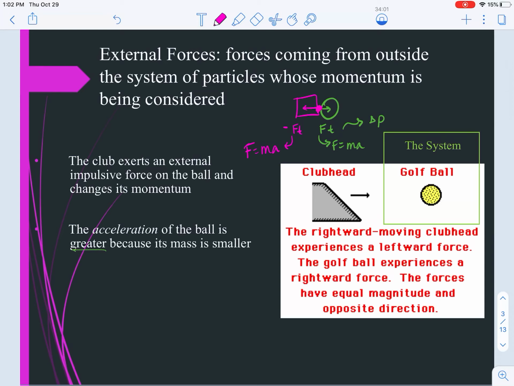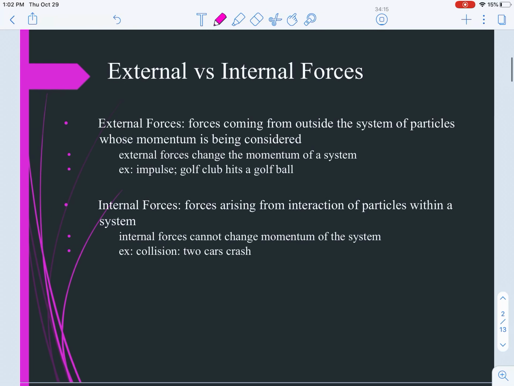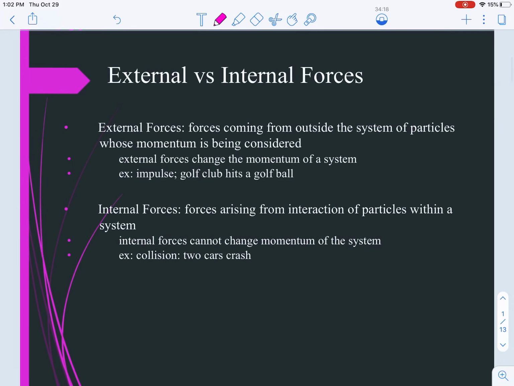So this last sentence is actually kind of leading us into the next type of force and thinking of a system that involves more than one object. So we will come back and revisit this concept, the application of Newton's third law, some more in just a moment. But let's go ahead and now take a moment to define what internal forces are.